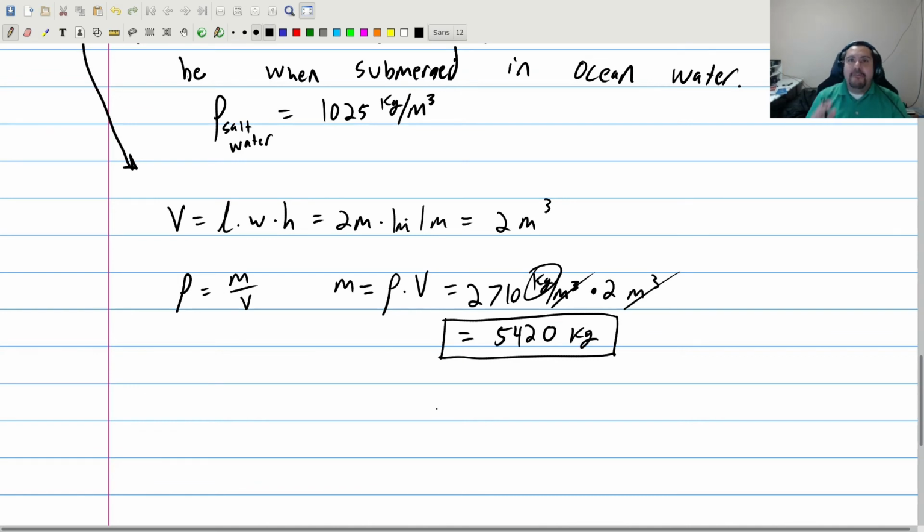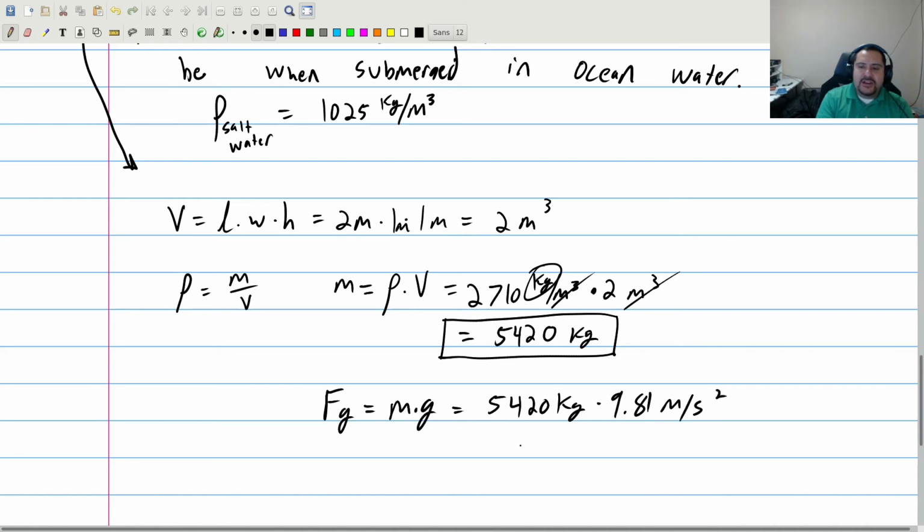We're not looking for mass, we're looking for weight. And remember, weight is the force of gravity on something. So the force of gravity is equal to m times g. This is equal to 5,420 kilograms times 9.81 meters per second squared. This is going to be equal to 53,170.2 newtons. And this is what the reading will be when it's outside of the water.